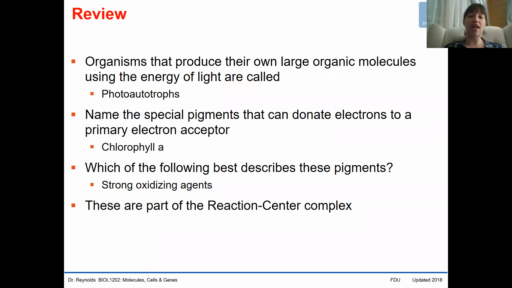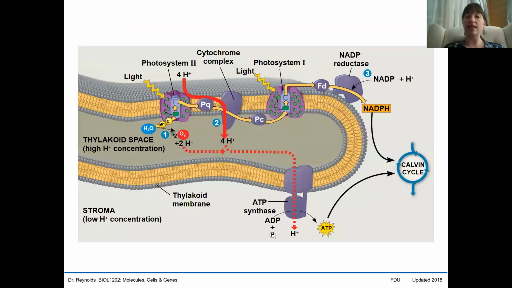And these are part of the reaction center complex because the reaction that they're capable of doing is donating the electrons stolen from water and energized by light to a primary electron acceptor. That then feeds into an electron transport chain used to pump protons, creating a proton motive force that turns the rotor of ATP synthase to make ATP. And at the end, the electrons are donated to that chlorophyll pair in photosystem 1, which are energized by light, donated to a primary electron acceptor, and then given finally to an NADP molecule to produce NADPH.